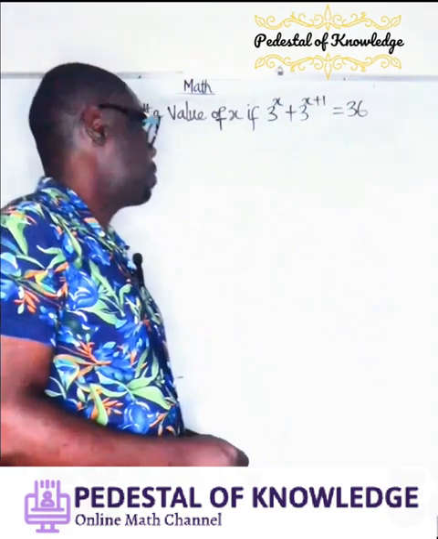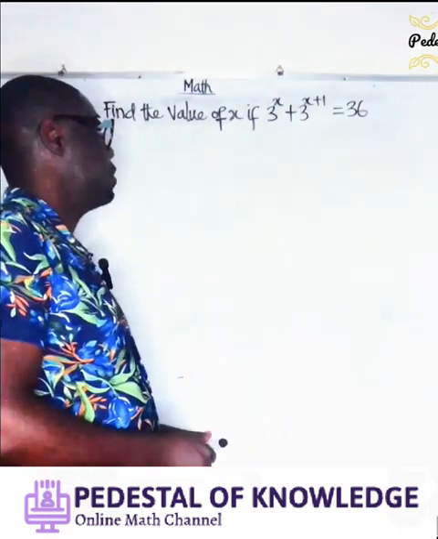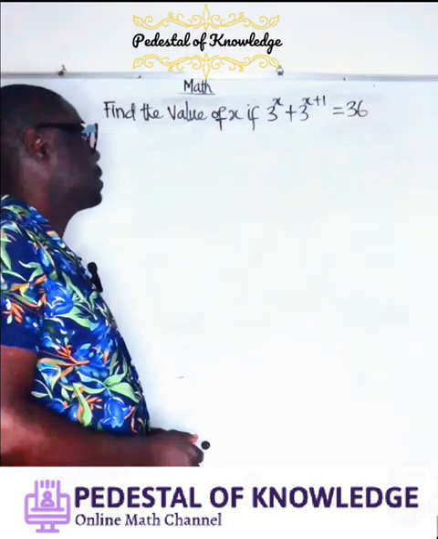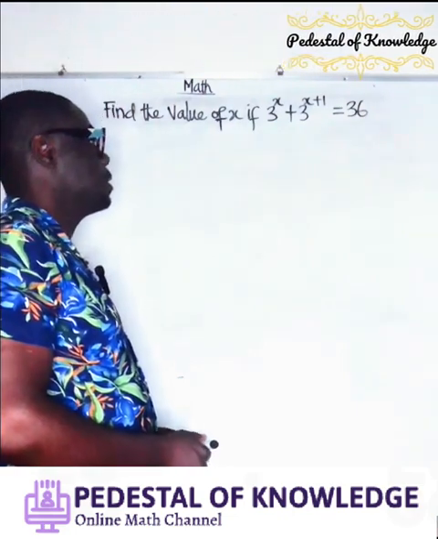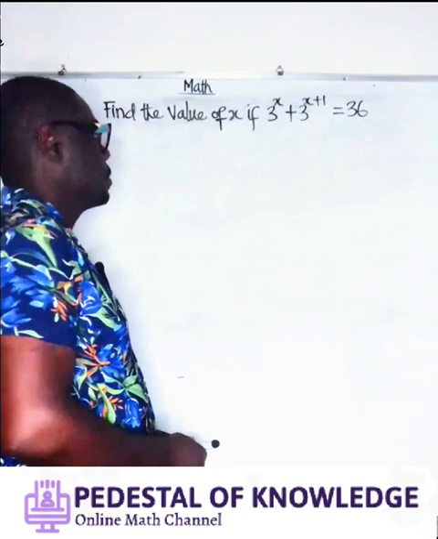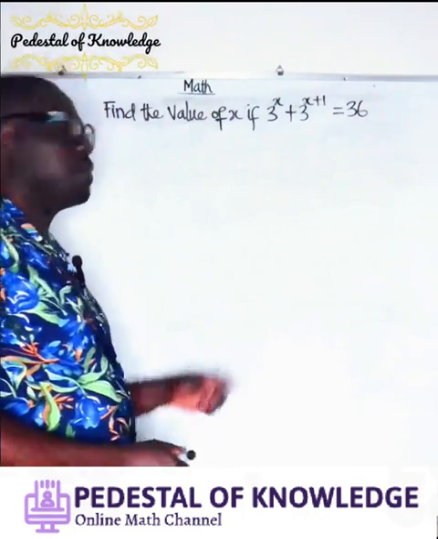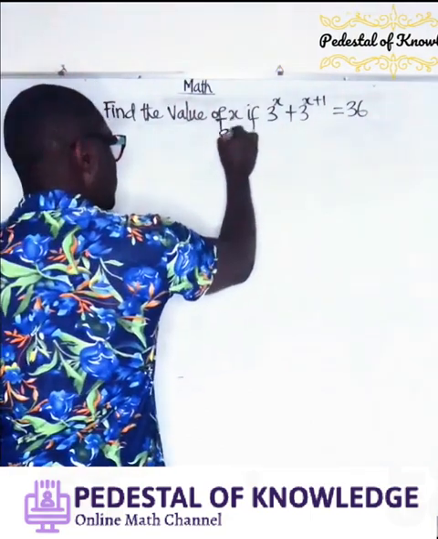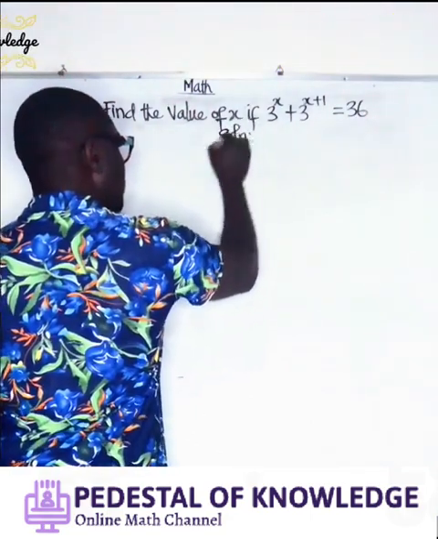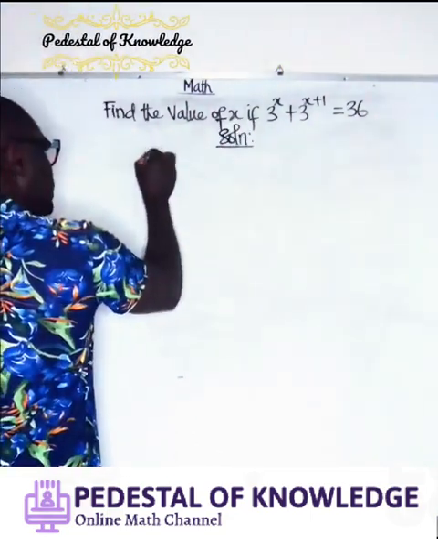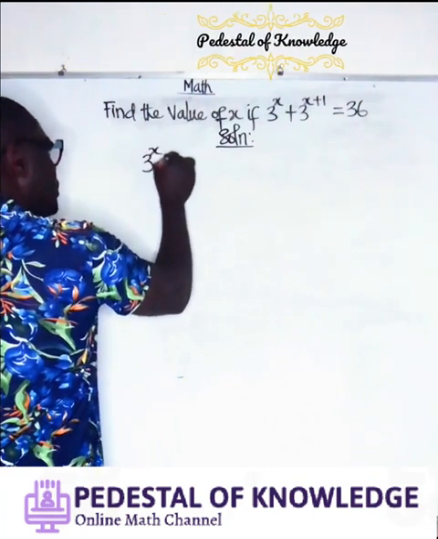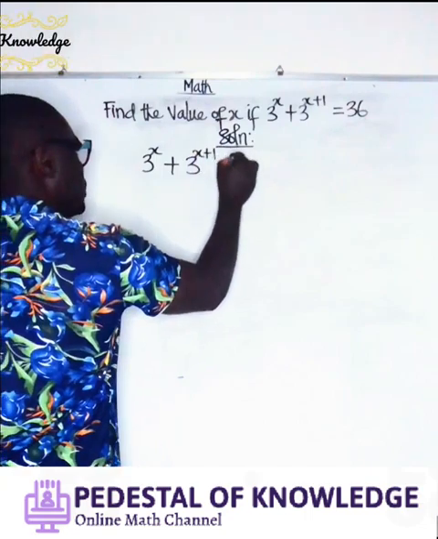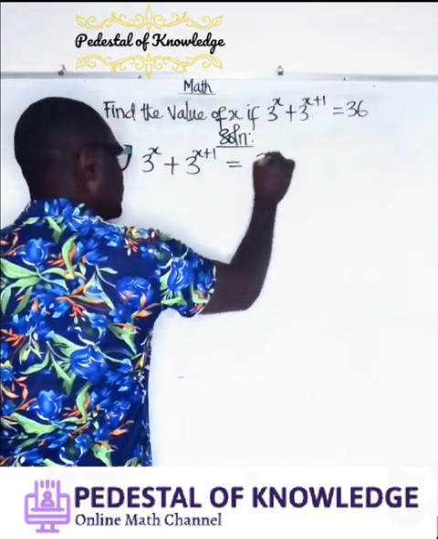Today we shall look at this indicial equation: 3 raised to power x plus 3 raised to power x plus 1 is equal to 36. So what value of x satisfies that very equation? Now, we have 3 raised to power x plus 3 raised to power x plus 1 is equal to 36.